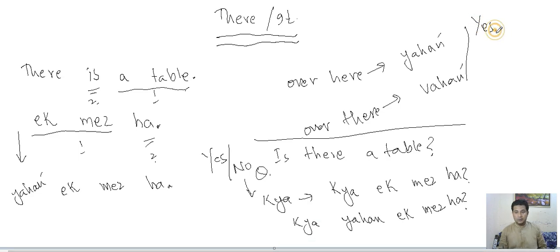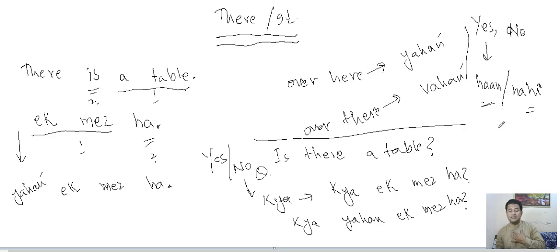For yes you use हाँ, for no you use नहीं. Just like in English, you can add these at the beginning of the sentence to reply. So, is there a table over here? You can say yes, there is a table over here: हाँ यहाँ एक मेज है, and no, there is no table here: नहीं यहाँ एक मेज नहीं है.